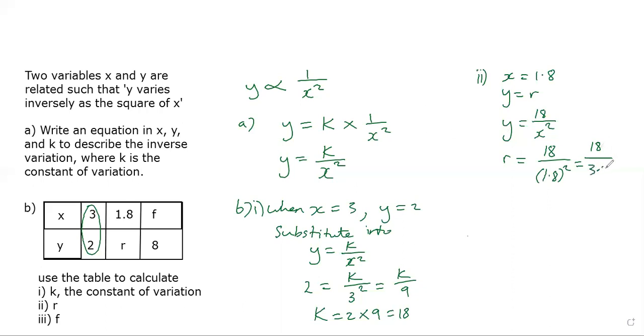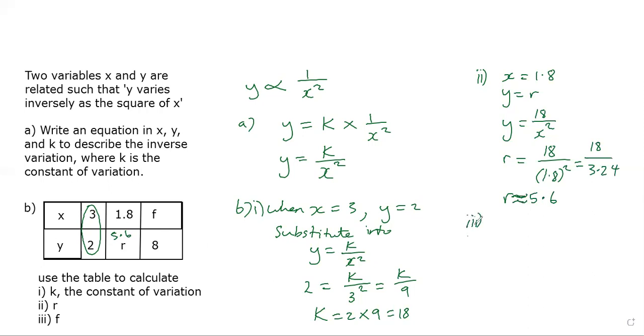So let's now divide 18 by 3.24. Now we get 5.56, which is approximately 5.6. It's approximately 5.6 as equal to r. Okay, so y would be equal to 5.6 when x is equal to 1.8. So let's move on to part 3 of B.